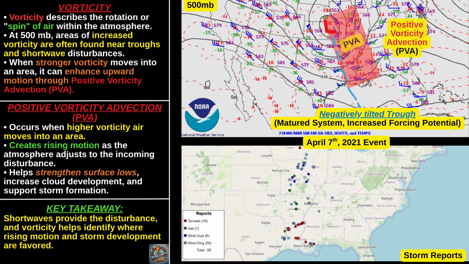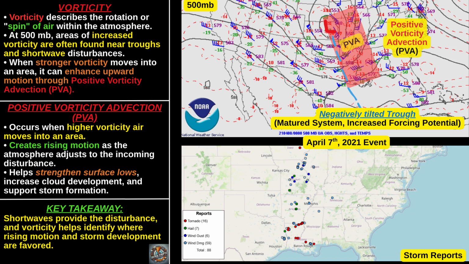Think of vorticity as a way of measuring how the air is rotating or spinning. Now, spinning air by itself doesn't automatically mean bad weather. What really gets our attention is when that spinning air moves into a new area. Meteorologists call this positive vorticity advection, or PVA for short.